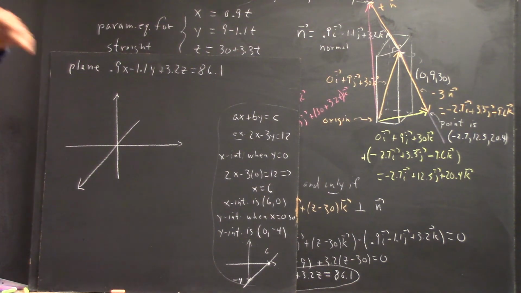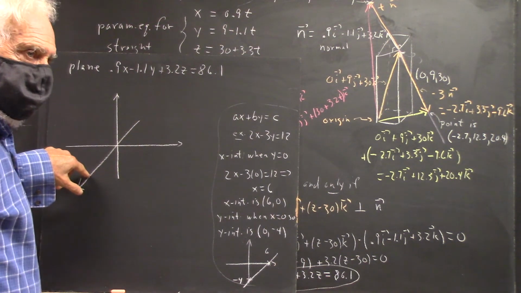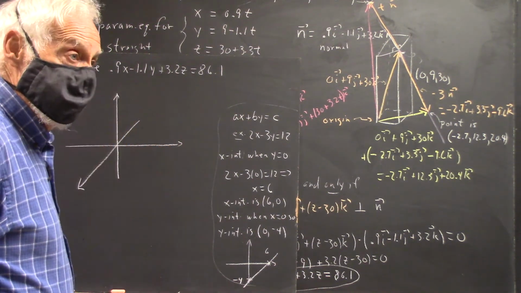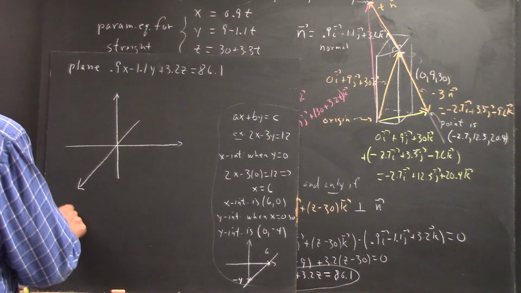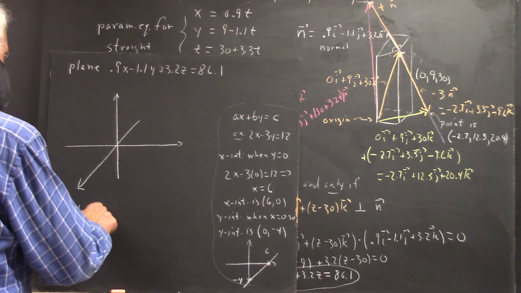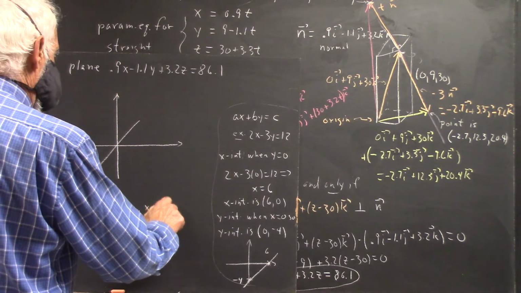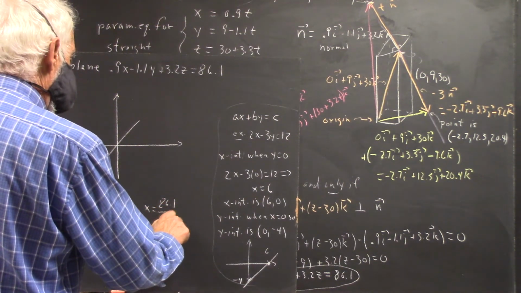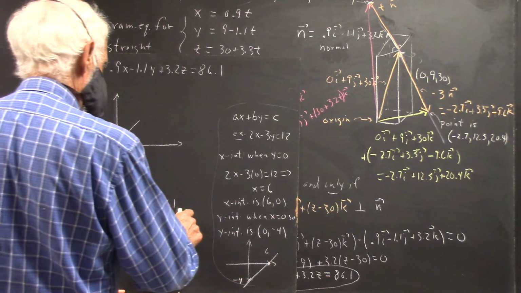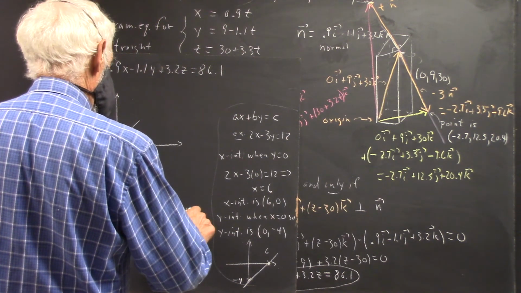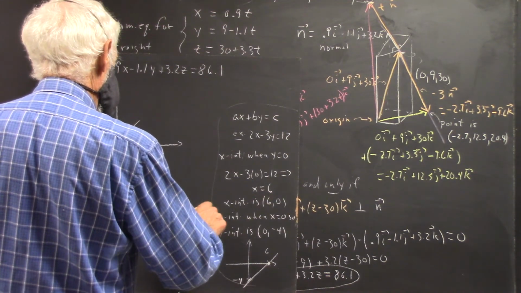Okay, so the X-intercept occurs when Y and Z are both 0, because any point on the X-axis has 0 for the Y coordinate and 0 for the Z coordinate, right? So that's approximately 105 maybe.